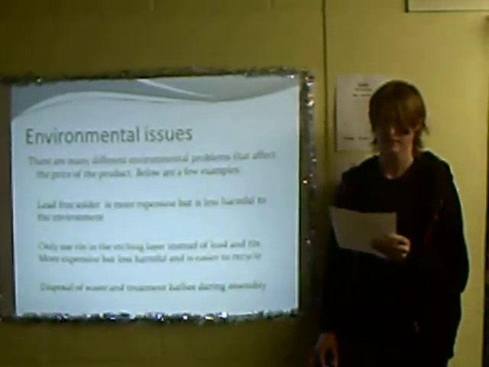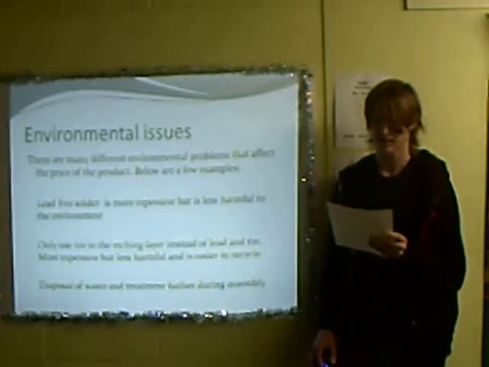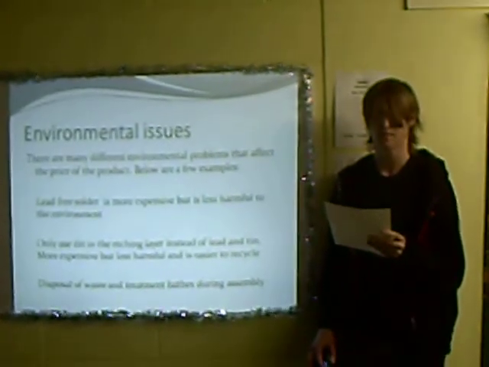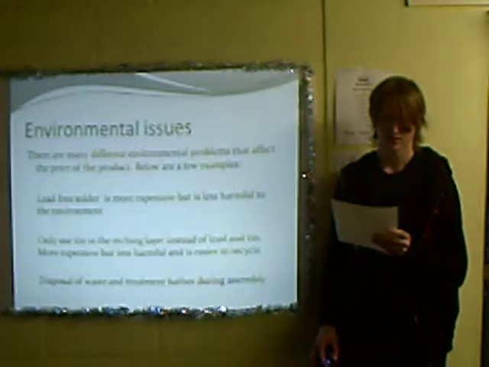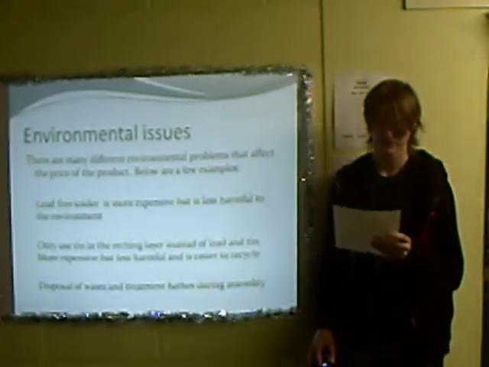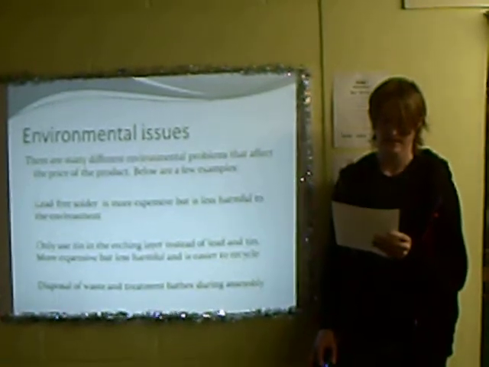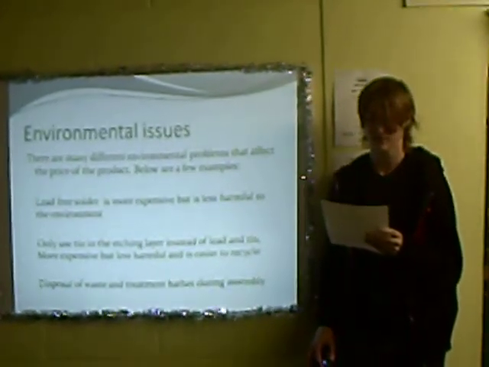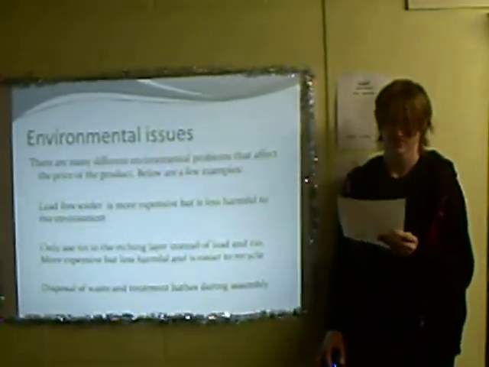Companies now use lead-free solder in PCB construction as it is less harmful to the environment but is more expensive. The lead has also been removed from the etching layer of the PCB and fully replaced by tin. Again, it is now less harmful to the environment, easier to recycle, but is more expensive.